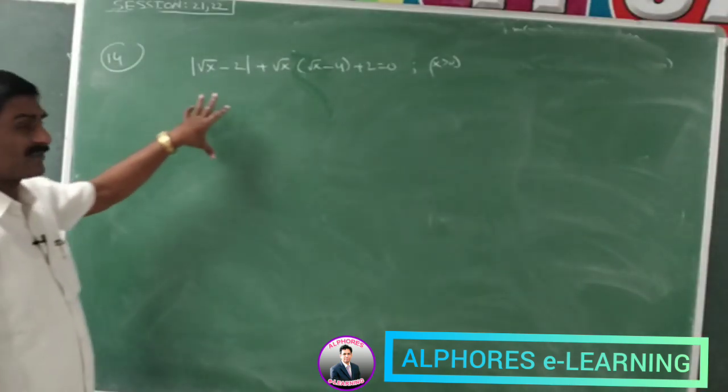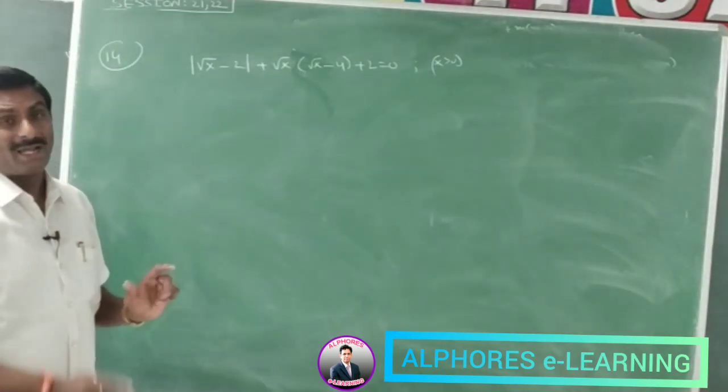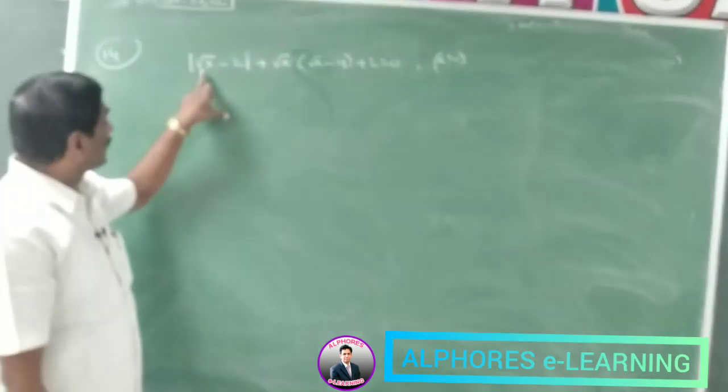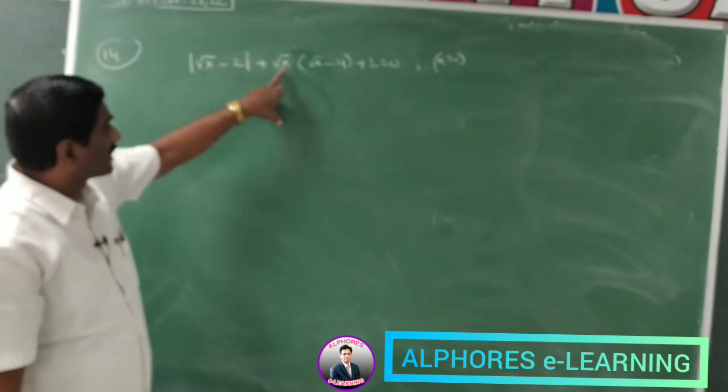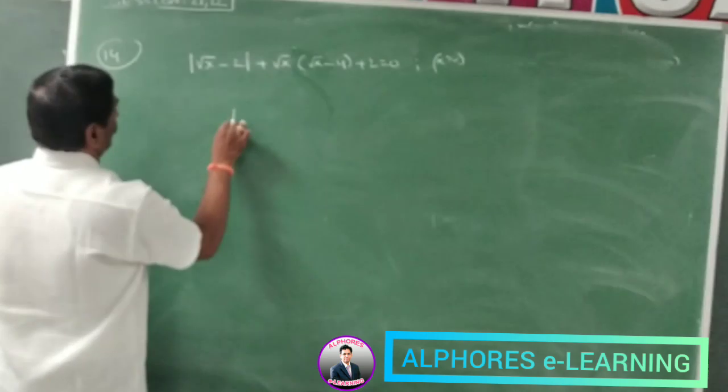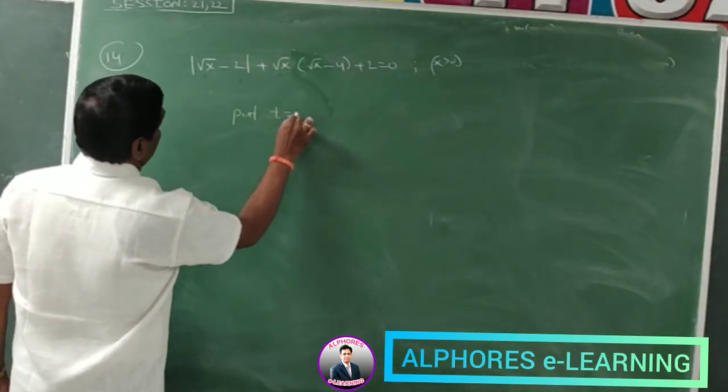So first we find the number of solutions of this equation and what the solutions are. By adding those solutions we get the required answer. Okay. First it is in the form of root x mod root x minus 2 plus root x into root x minus 4 plus 2 is equal to 0. Say t is equal to root x.